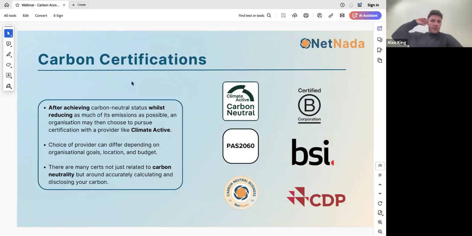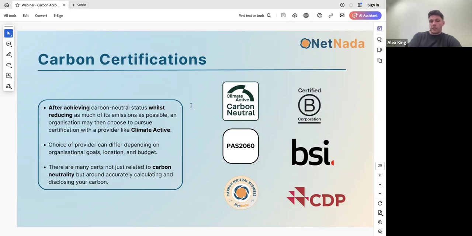Carbon certifications. There are a number of carbon certifications. The most famous or well-known one in Australia, the only one offered by the government, is Climate Active. Climate Active is a strong brand. Obviously, you're associated with the government. There are a lot of considerations and hoops to jump through, as with anything with the government. But it does show that there's been a lot of change in this.